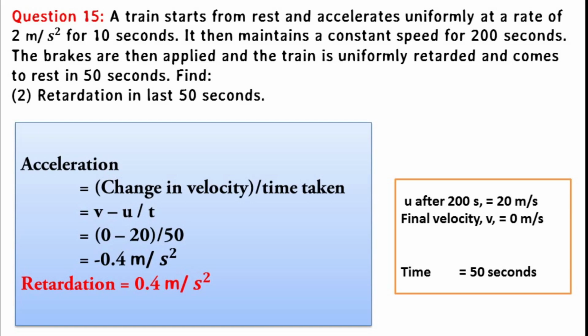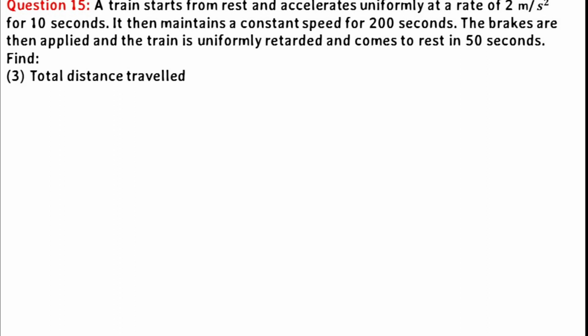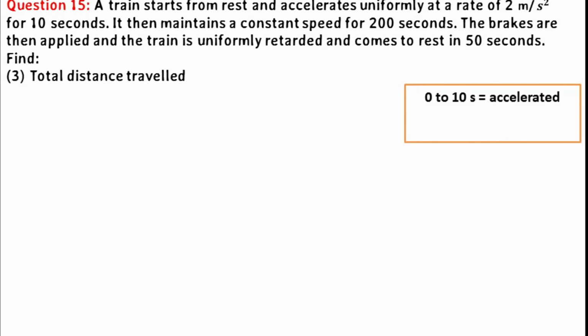Now the third part, total distance traveled. Like previous question, here we have 3 parts. First part from 0 to 10 seconds, that is accelerated motion. Second part, next 200 seconds, that is uniform velocity. Third part, next 50 seconds, that is retarded motion. Let us find out each distance separately as S1, S2 and S3.